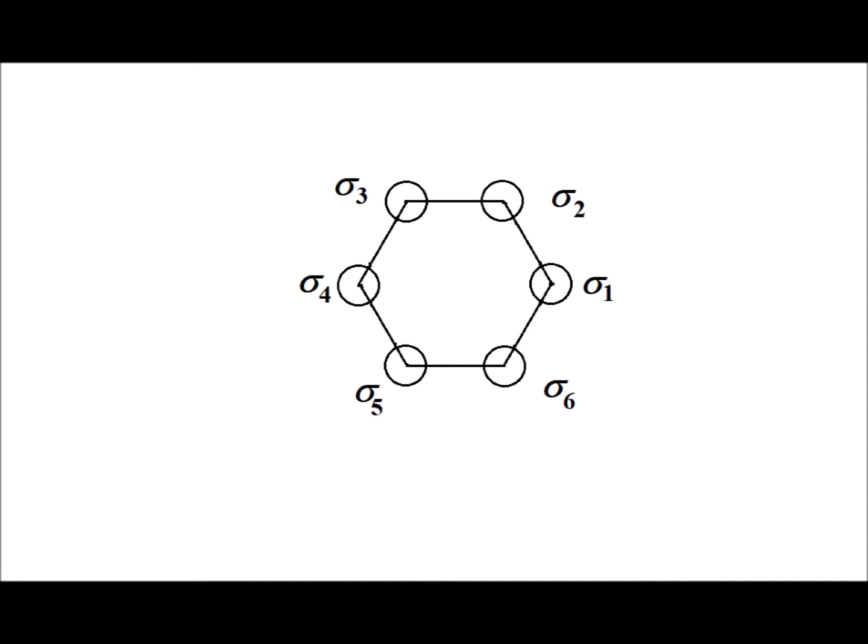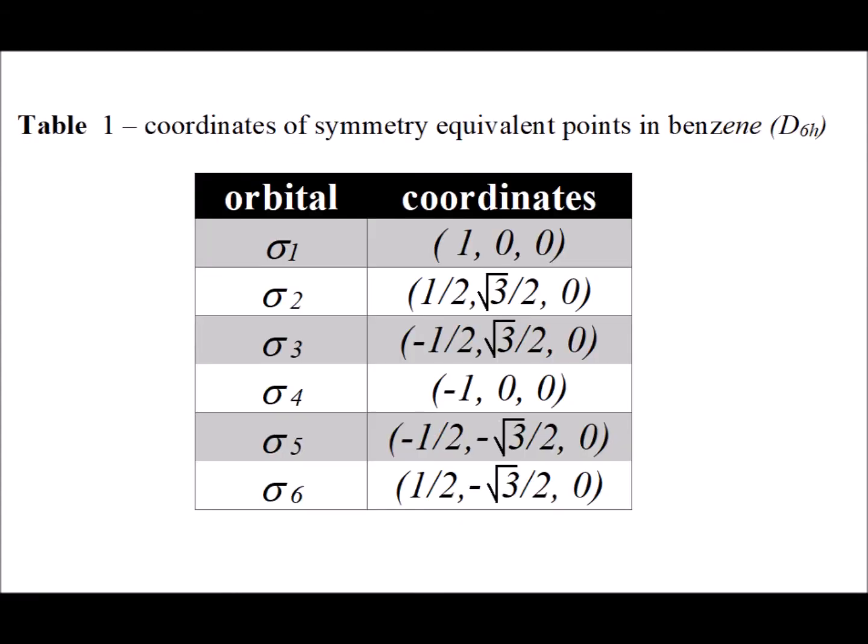We will assign coordinates to each of these carbon atoms consistent with the D6h symmetry of the molecule. Here we tabulate a set of coordinates for the carbon atoms and for the sigma orbitals that are based on those carbon atoms, consistent with the D6h symmetry of the molecule. We have made a point to make it planar so that the z coordinates are going to be 0.